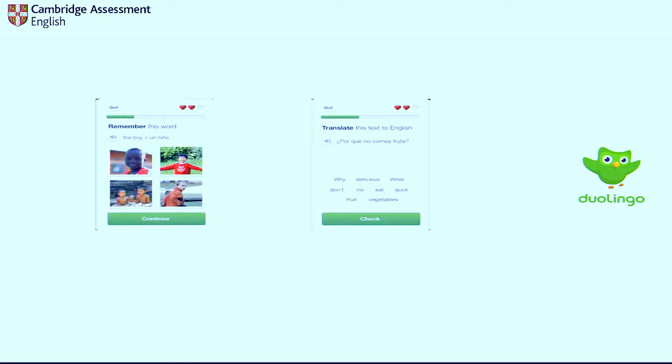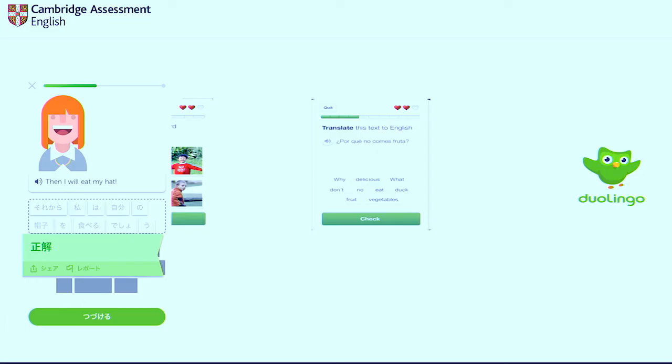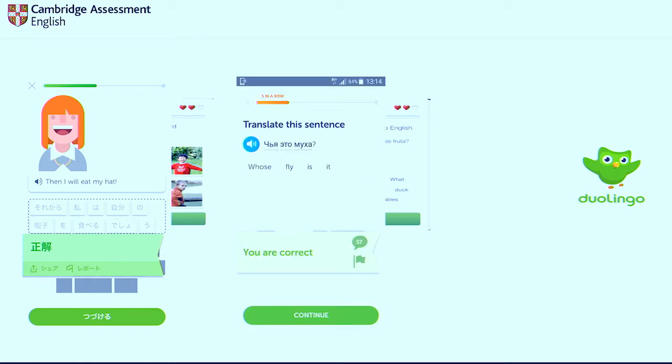So there are vocabulary tasks like these. There are also tasks which give you a sentence in the foreign language or in the first language, and they ask you to translate it by picking options that they've given you already. And then you get examples like these as well that you have to work with. Then I will eat my hat is something that you heard and you had to translate. Or this is in Russian, whose fly is it? Was another sentence. Now, does this remind you of anything? The dog, the cat of my aunt, blah, blah, blah.